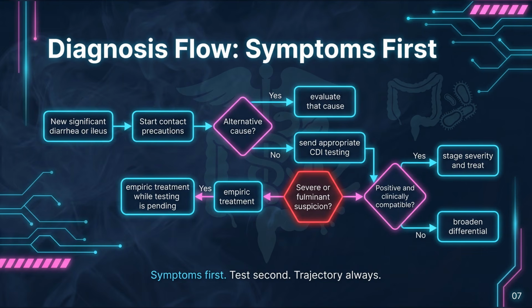This is the diagnostic workflow I want residents to remember. The first step is the symptom syndrome, not the test. If the patient has new significant diarrhea or ileus, place them on contact precautions while you evaluate. If there is a clear alternative cause, do not reflexively send C. difficile testing. If there is no better explanation, test appropriately. And if the patient looks severely ill or fulminant, treatment should not wait for every lab detail to return.